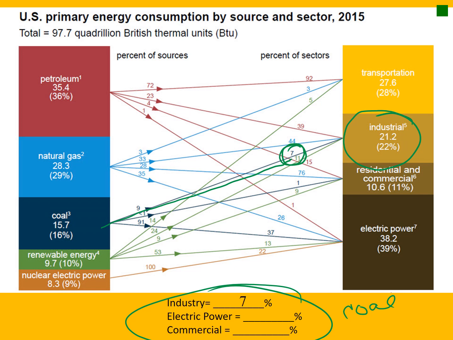How about electric power? Out of all of our electric power that we use, what percentage do we use from coal? Well, we're on electric power, so we're going to go back. Coal is that dark blue, so that would be 37%. And if you look at commercial use, what percentage comes from coal? Once again, we're on this side, and we get 1% of commercial use from coal.